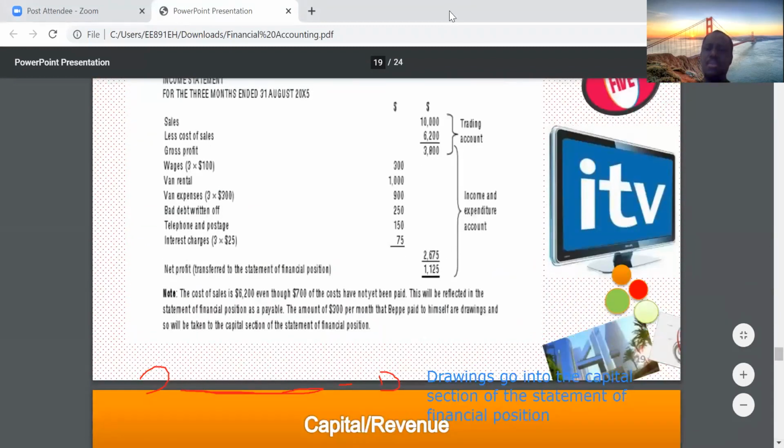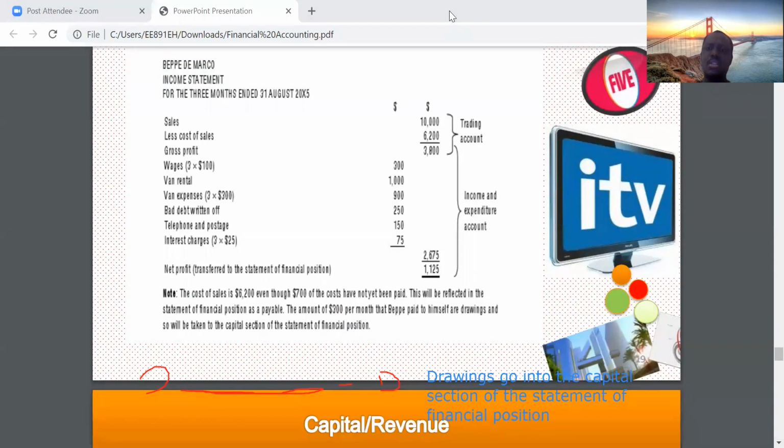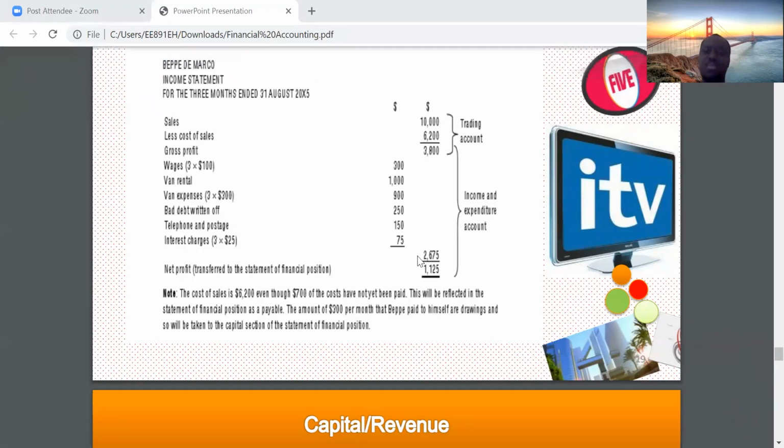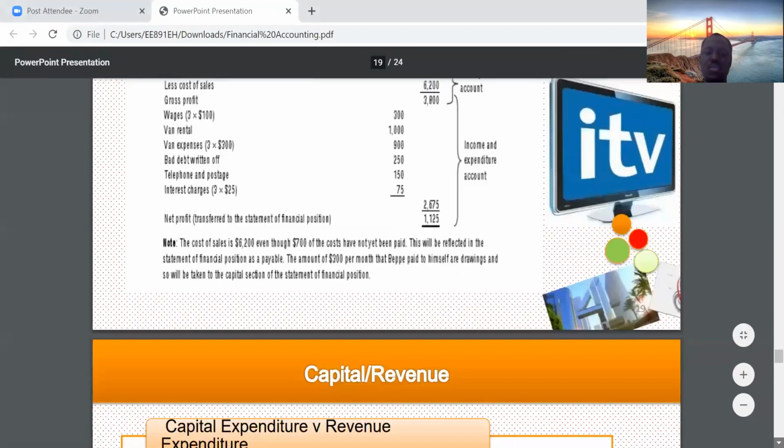So you see how simple this whole thing can be. If you look here, it says the amount of 300 per month that BP paid to himself are drawings and will be taken to the capital section. So you have your sales minus your cost of sales, you get a gross profit of 3,800. Then you have all these expenses adding up to 2,675. You deduct your expenses from your gross profit and you get a net profit of 1,125. So that becomes your net profit for your income statement. Very, very simple.